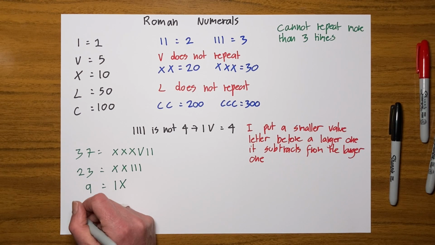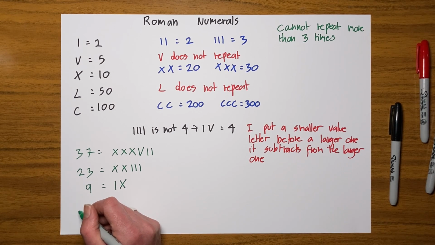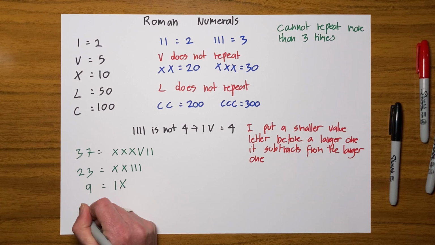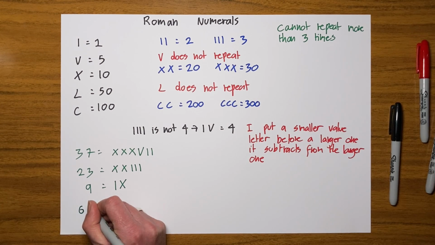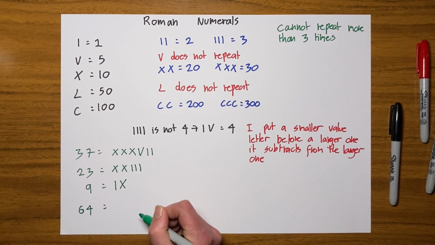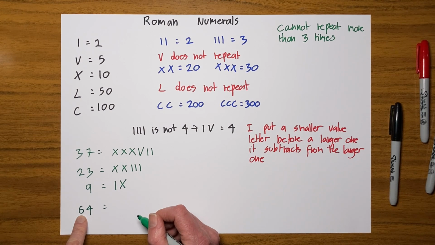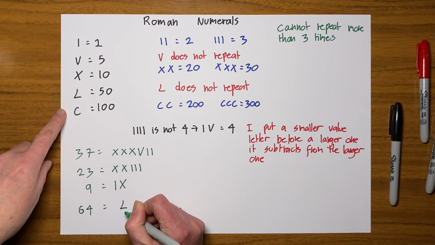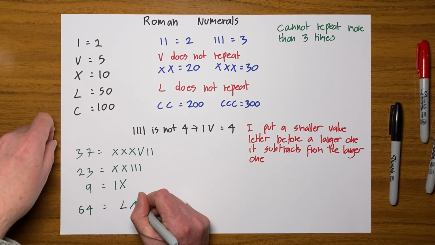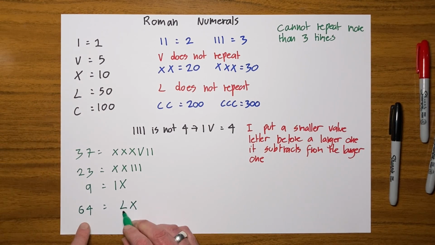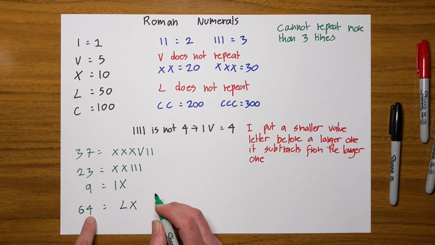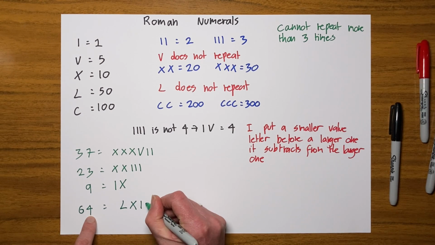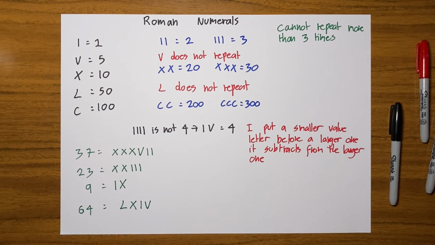Let's look at some other ones. Let's go for 64. Now to do 60, I would go for 50, which is L. I would then go for 10, which is X. So that's my 50 and 60. And then 4 is going to be 1 less than 5. Okay, let's see if we can do a couple of others.